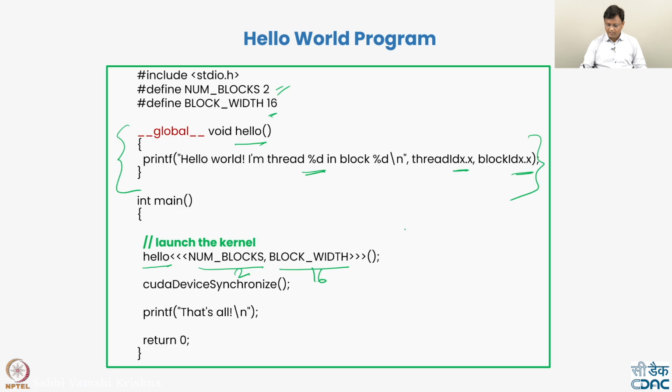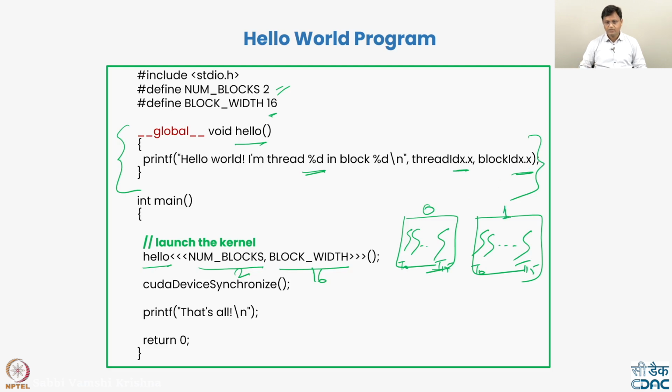So, it is telling me that this hello kernel will launch in 2 blocks, and each block has 16 threads, T0 to T15, T0 to T15. That means this block in the x direction has number 0 and this block in the x direction has number 1.